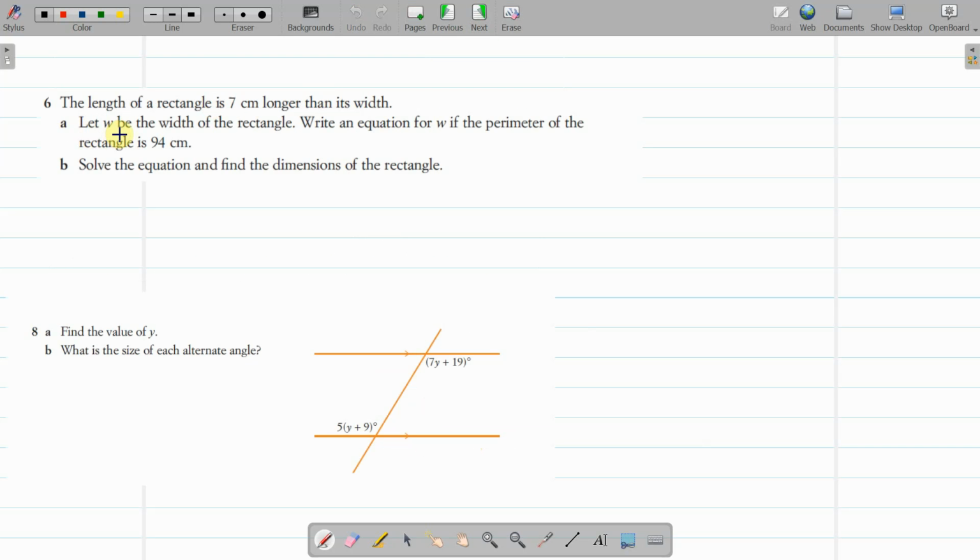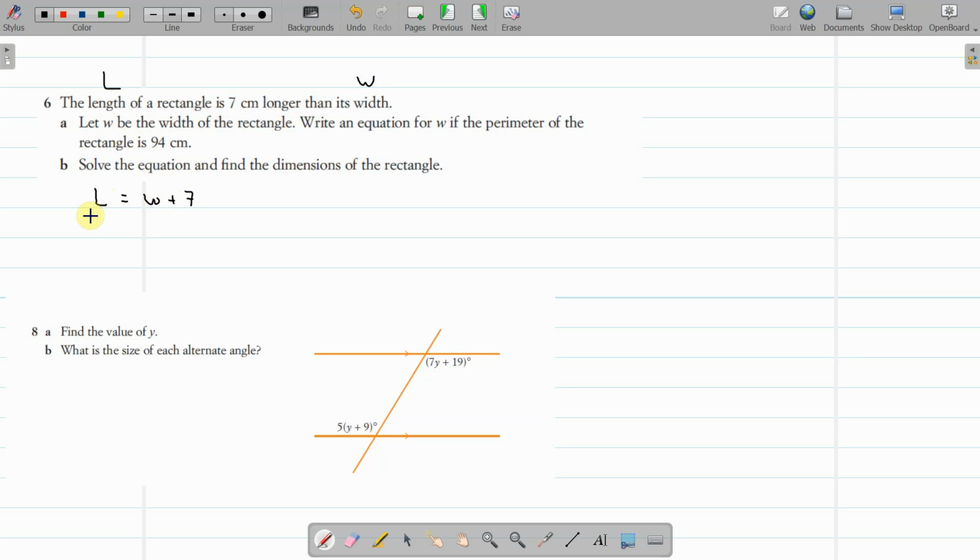And as we go along, actually this one's a little bit trickier than this one, but as we go along they can get a bit tricky. The length of a rectangle is 7 centimetres longer than its width. Now I'm going to make length as L and width as W. It says the length of a rectangle is 7 centimetres longer than its width. So first bit of working out, length equals the width plus 7. That's the first bit because it says the length is 7 centimetres longer than the width.